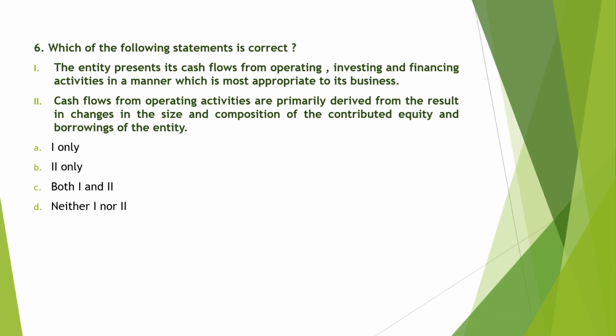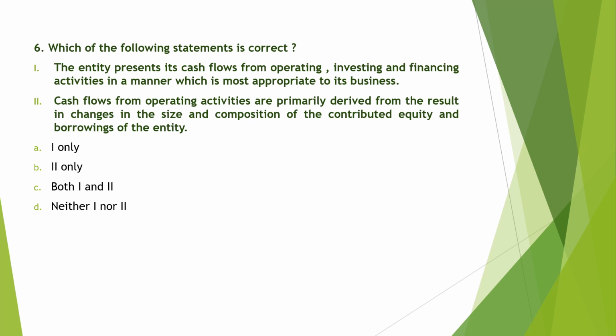Next, number 6. Which of the following statements is correct? Statement 1. The entity presents its cash flow from operating, investing, and financing activities in a manner which is most appropriate to its business. Statement number 1 is correct. And presenting the statement of cash flows, kinakategory natin yung cash flow from operating, investing, and financing activities of the entity. So, and which is most appropriate to its business. Kasi for example, walang investing, edi wala tayong investing na ilalagay sa statement of cash flows. So, statement number 1 is correct.